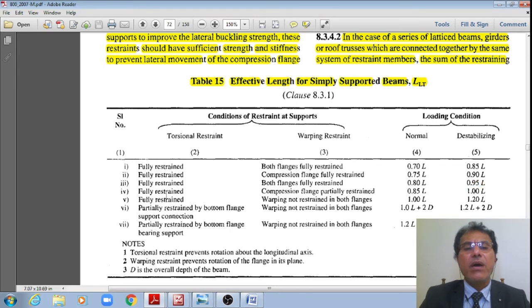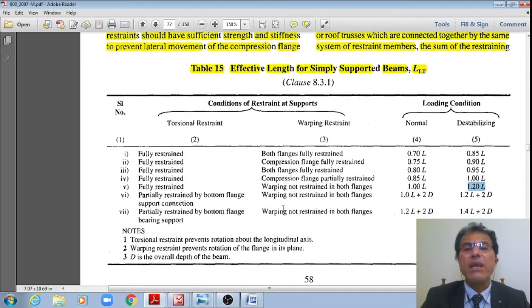0.95, right? And like that you please see the other one: torsional restraint is fully restrained, but the compression flange partially restrained 0.85, and for destabilizing it is 1L, and similarly warping not restrained in both directions 1L only, right? Whereas for destabilizing this one is 1.2L, right? Like that you please see the other conditions.